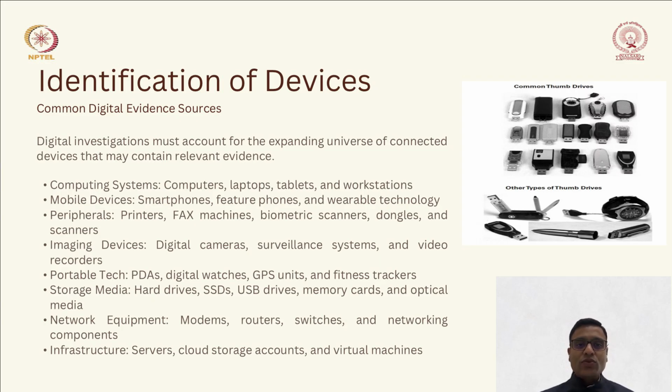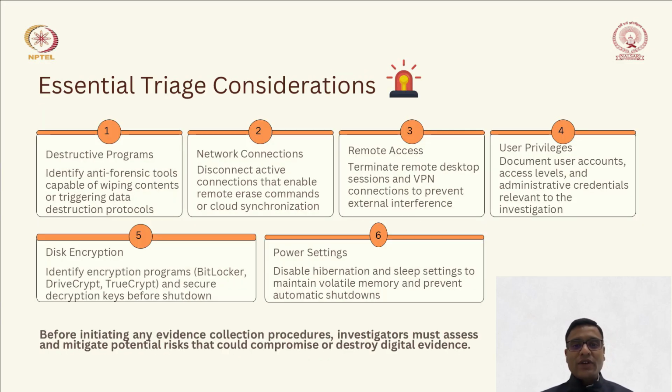The next stage is to triage. Now, triage becomes very, very essential. If you don't do your triage properly, that is where you tamper or you tend to lose your evidences. Because there are destructive programs which can be triggered using anti-forensic techniques. Then there can be network connections which can be active.